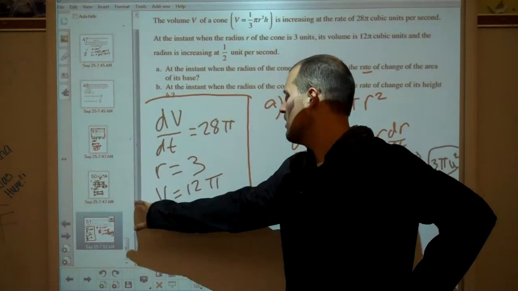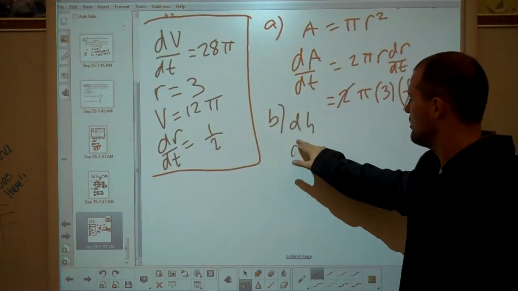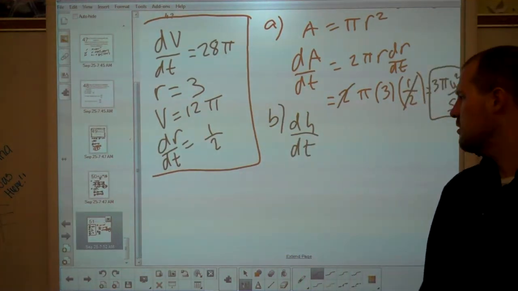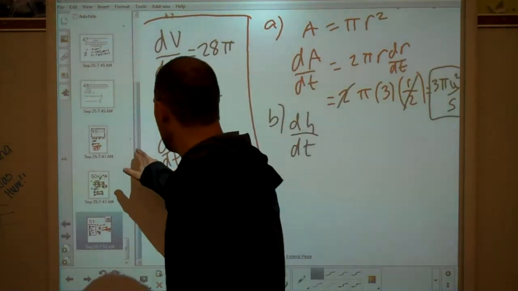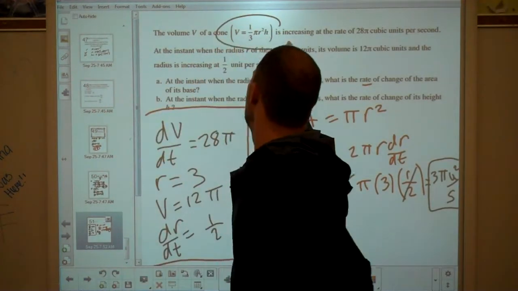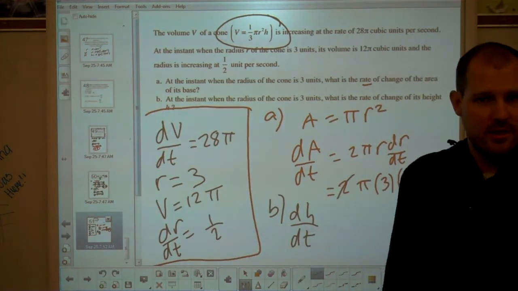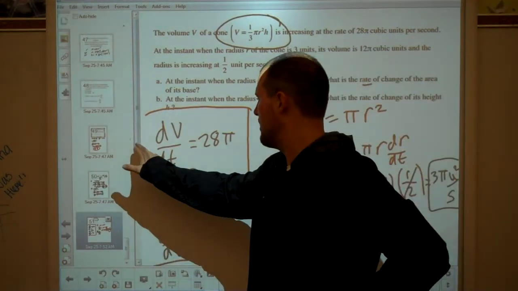So that tells me that what I'm after is dH/dt. And so the way I think about this is I need an equation about a cone that has height in it somewhere. And wouldn't you know, they gave that to us in the question. They gave it right up here. Now, I'm expecting that you will know that one from geometry, and if you don't know it, it's time to get it back and memorize it. 1/3 pi r squared h. So let's play with that for a second.